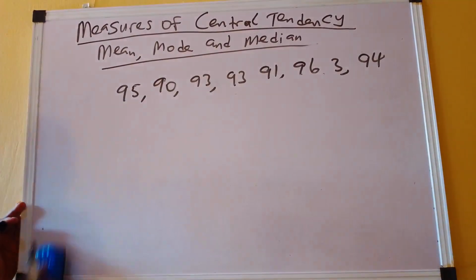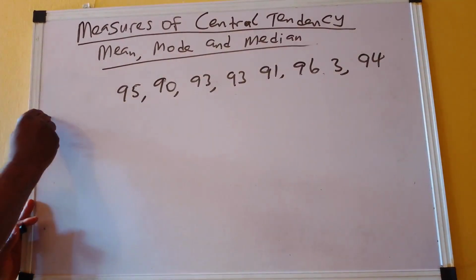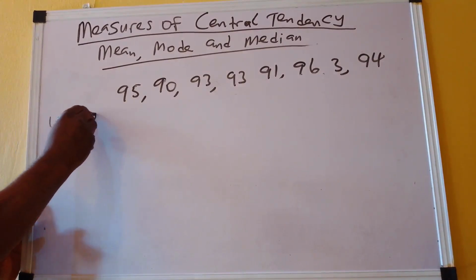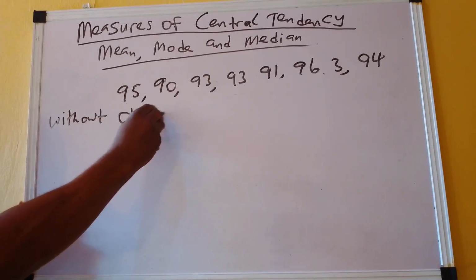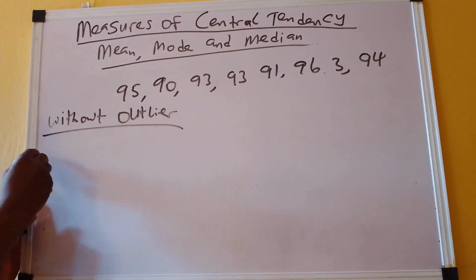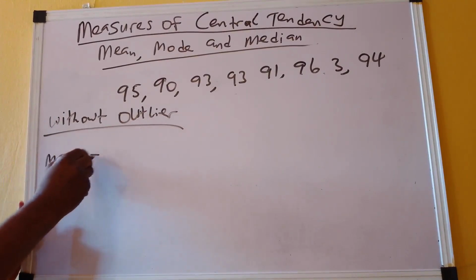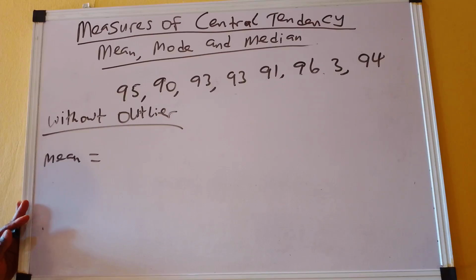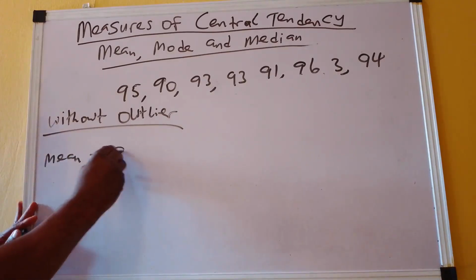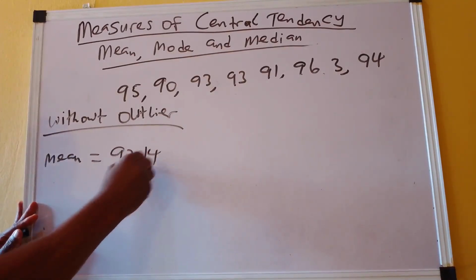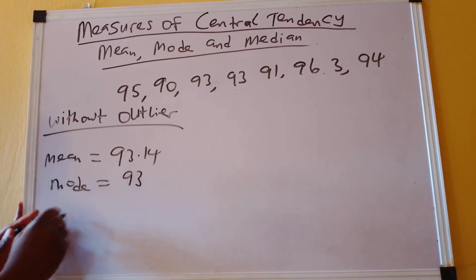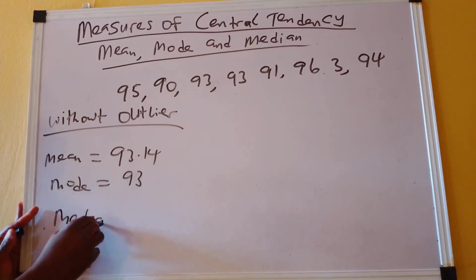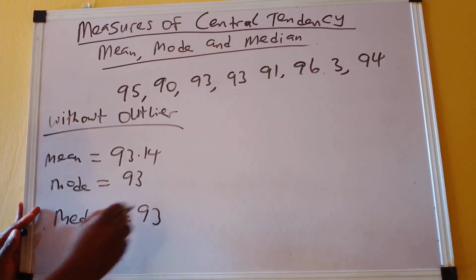So here we have without outlier, our mean is equal to 93.14. Our mode is equal to 93. Our median is equal to 93.